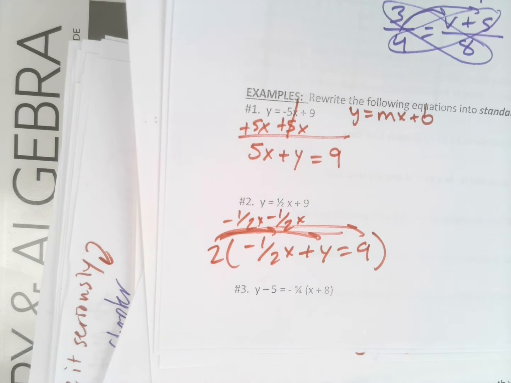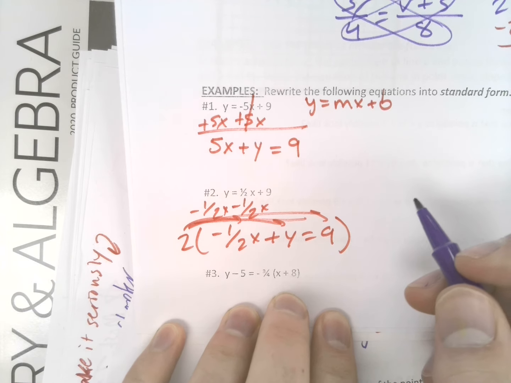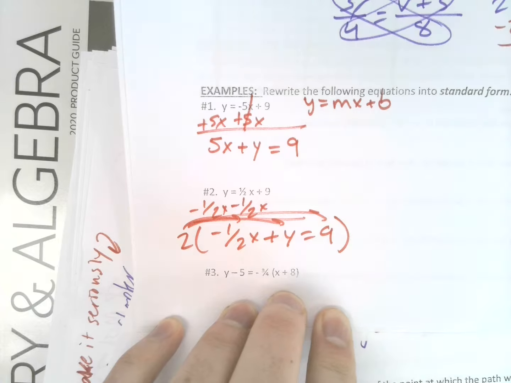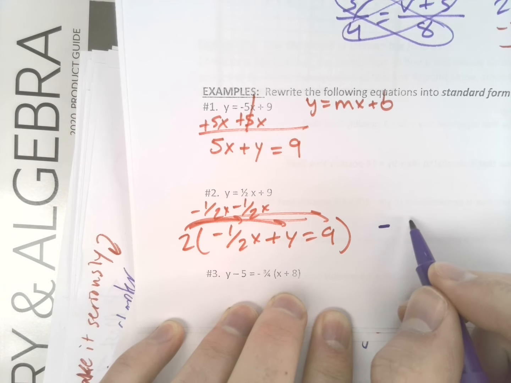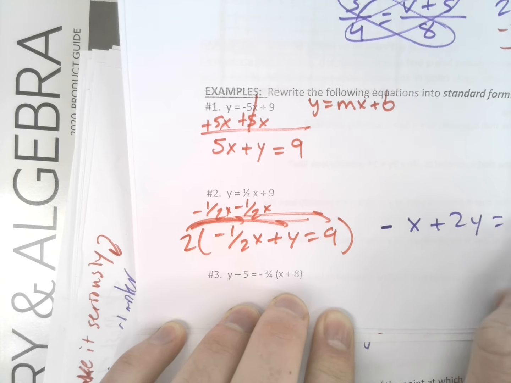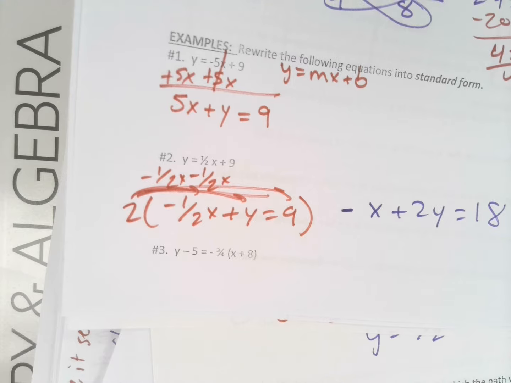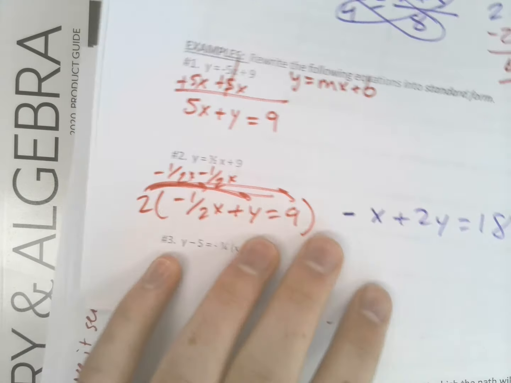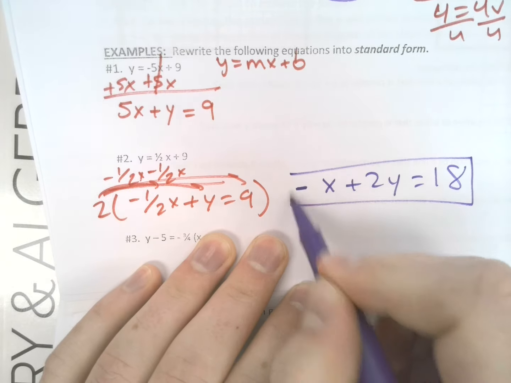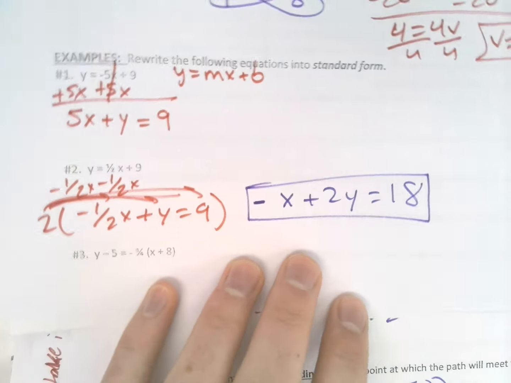So, final statement here for a minute. What did you guys get for number 2 after we distribute that 2? One more time, Isabella. Negative x plus 2y equals 18. Yes, that 2 cancels out with that 2, leaving you with negative 1x, 2 times y is 2y, and 2 times 9 is 18. Great job. Excellent job, guys.